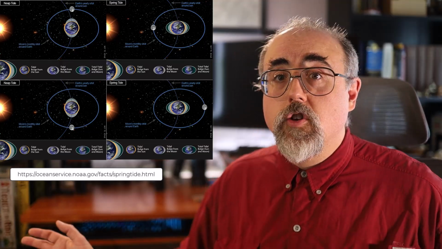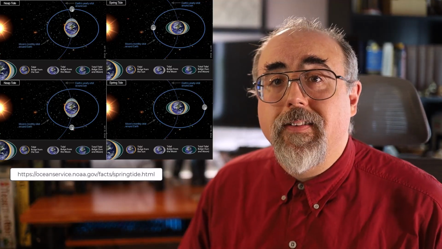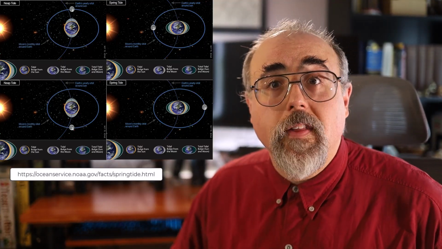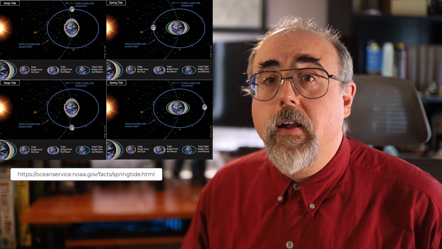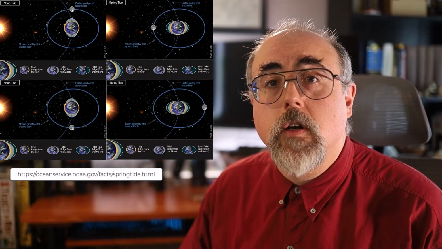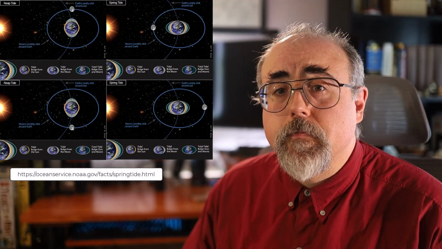So we get this bulge of water that can be surprisingly high. One on the moon side and one on the opposite side. We call these high tide. Of course, this water had to come from somewhere, and so there's going to be the low tides, which are going to be 90 degrees off of the Earth-Moon axis.